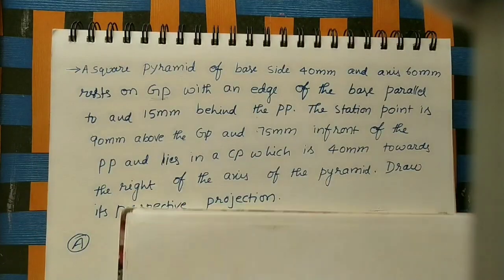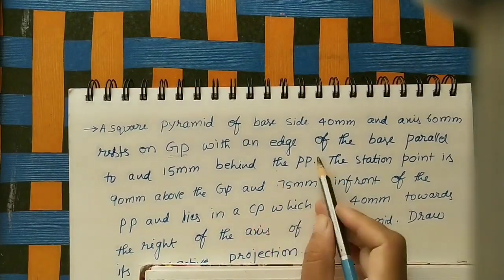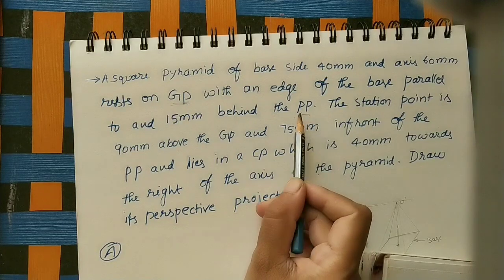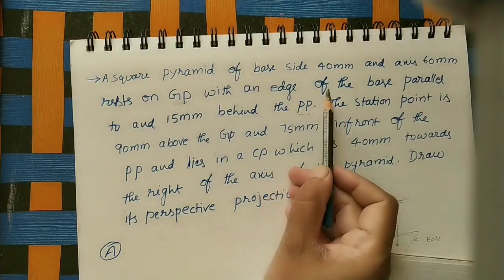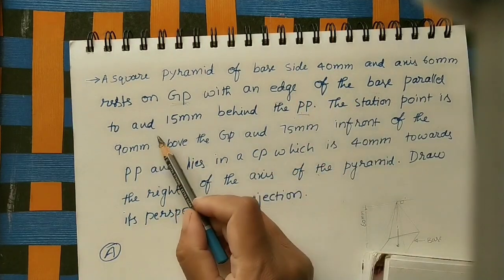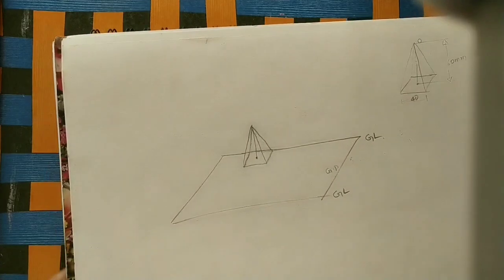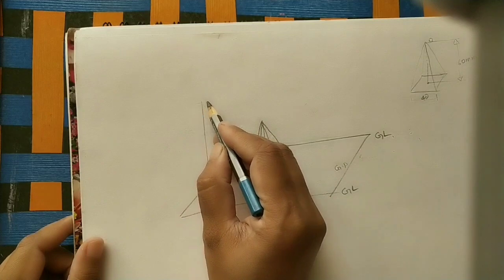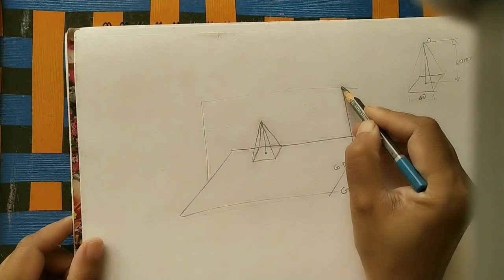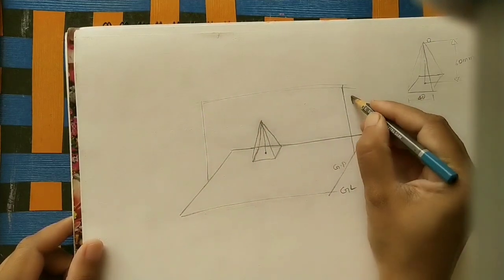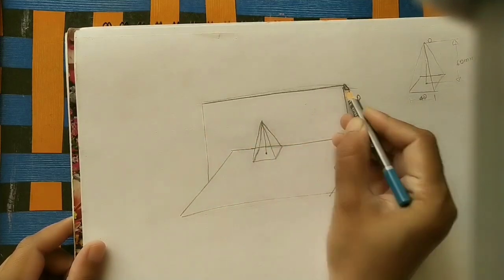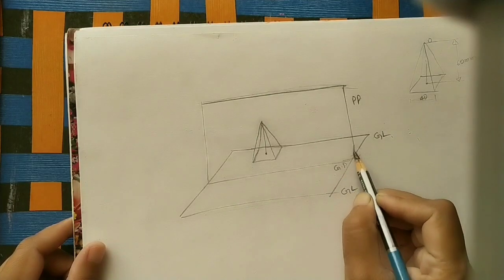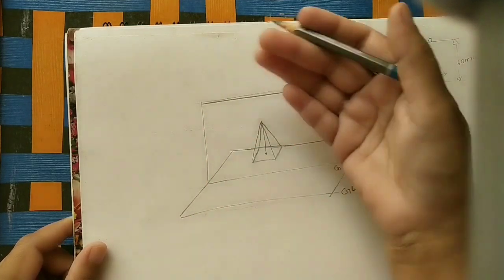Now after that, with an edge of the base parallel to and 15 mm behind the PP. PP here means picture plane. Initially I will draw the picture plane. After that I will take this base edge parallel to this PP. Remember, PP means picture plane. Just roughly I am taking it like this. So I am writing this is PP. It is a transparent plane.